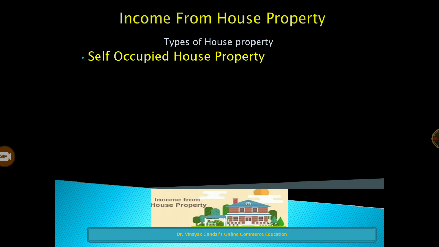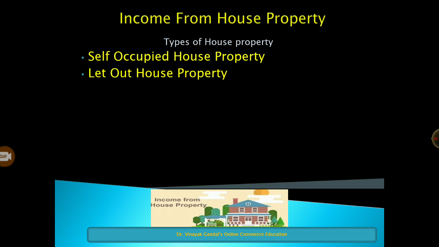In short, the house property which is used by the assessee or person for his own residential purpose is to be treated as self-occupied house property, and the gross annual value of self-occupied house property is always nil or zero. It means no tax is payable in the case of self-occupied house property. Okay. The second type of house property is let out house property.